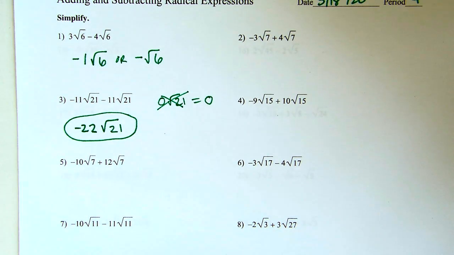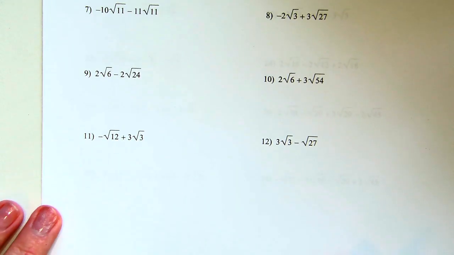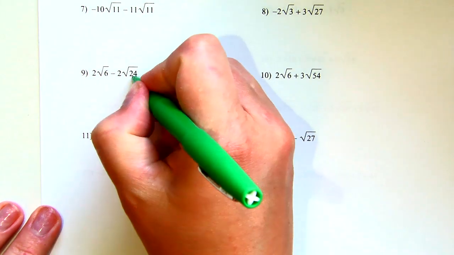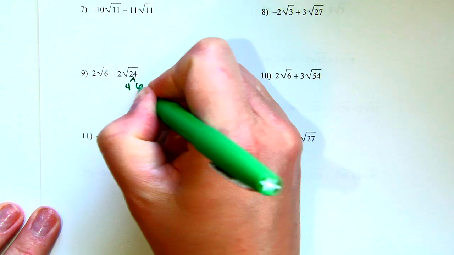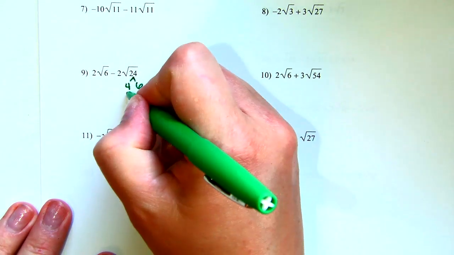Moving on to number 9. Okay, for number 9, we have 2 root 6 minus 2 root 24. We're going to check to see if we can simplify any of these. Now, root 6 cannot be simplified because it's just 2 times 3, but my root 24 can. So I'm going to simplify that. Now that's going to give me 4 times 6. You could also use 8 times 3. Either one of those is fine. 4 is 2 and 2. 6 is 2 and 3.